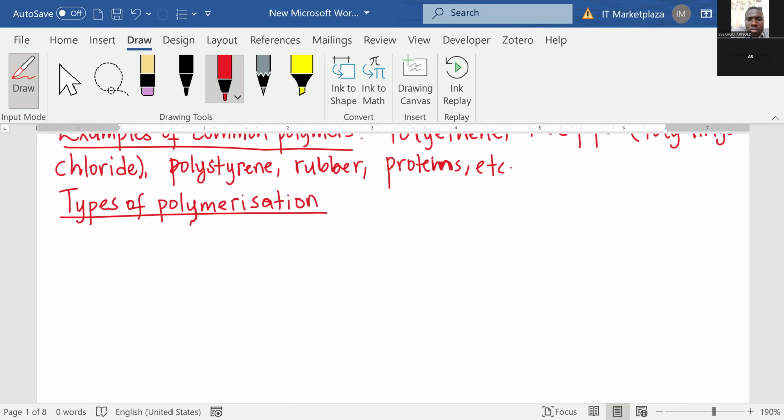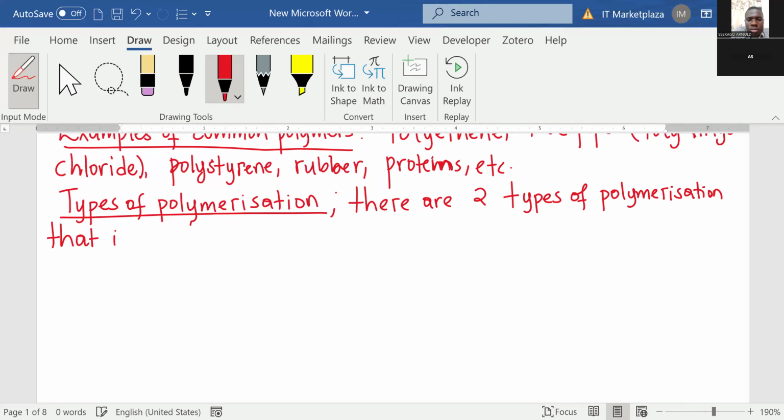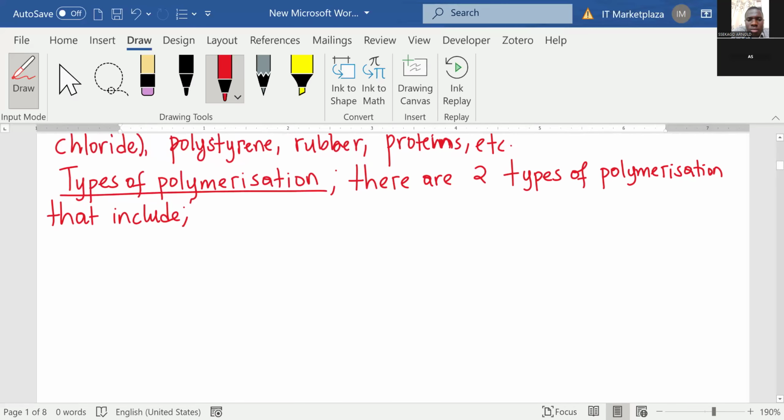There are two types of polymerization. Two types of polymerization that include the following. So I'm going to discuss one by one. So this is now part A.